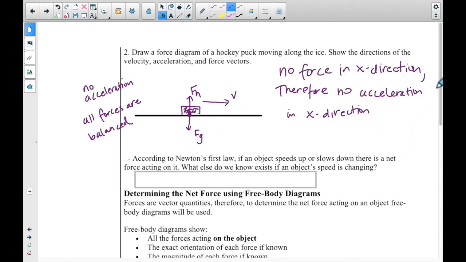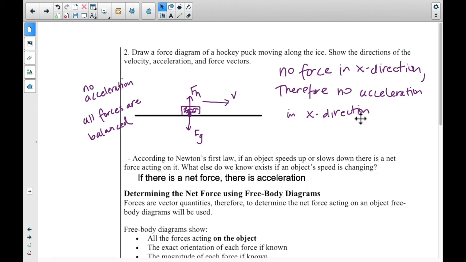And if there is no force in the x direction, then there is no acceleration in the x direction. Force and acceleration go together. Force causes acceleration. If there is no force in the x direction, then there is no acceleration in the x direction. The only forces we have are in the y direction, and they are balanced. So according to Newton's first law, if an object speeds up or slows down, there is a net force acting on it.